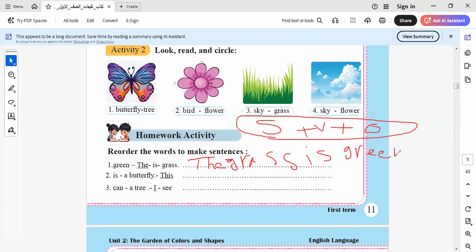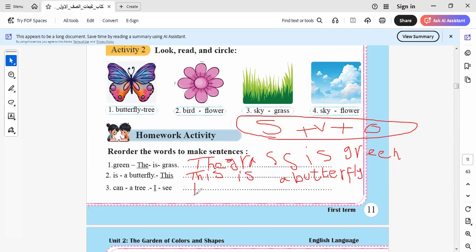Okay, let's go to another one. Here we have, is a butterfly. It will be here, this is a butterfly. So subject, here is verb, and object, a butterfly. This is a butterfly. Okay, now the next one, let's go together.